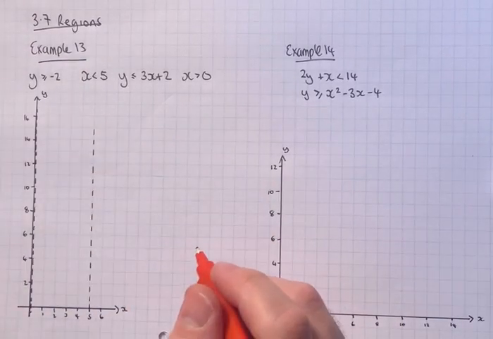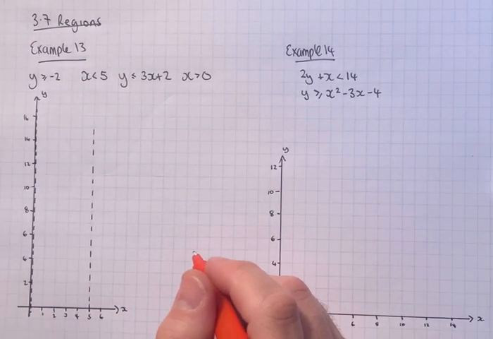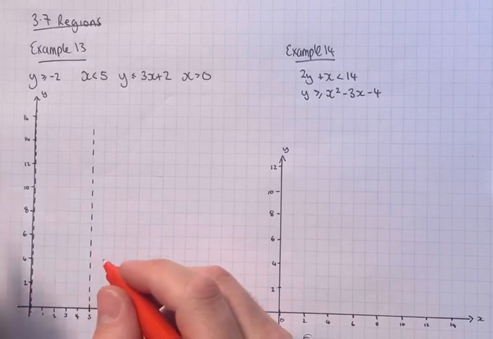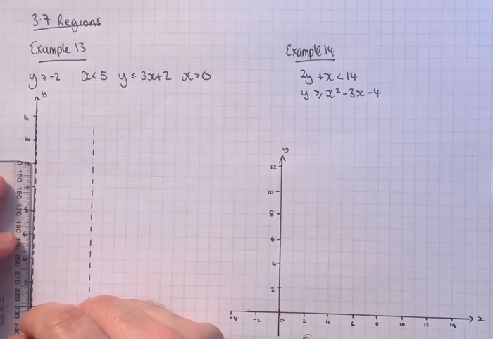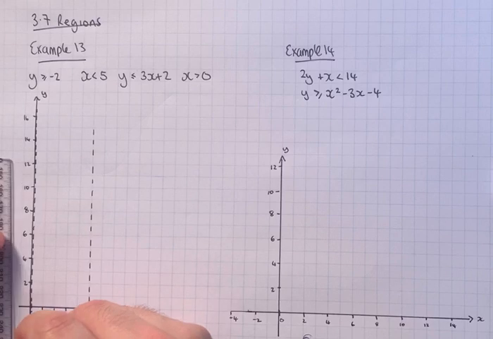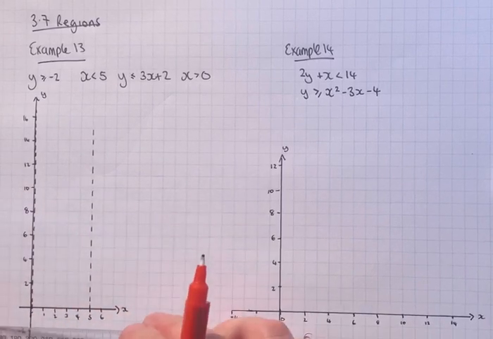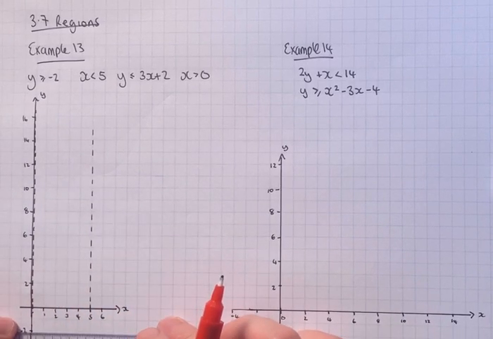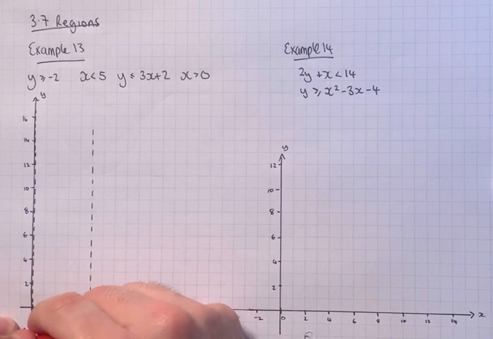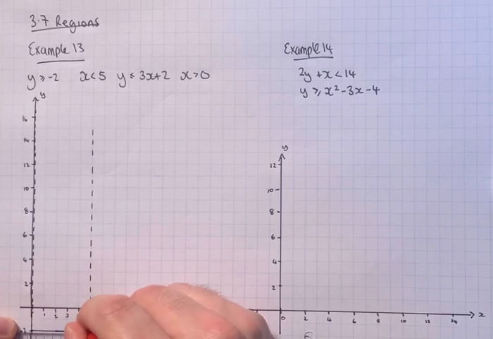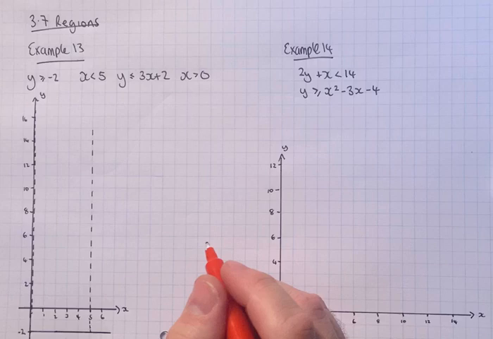y equals minus 2, which is a slight problem. I think my axis isn't quite long enough. It's a bold line. Just cut the one down a little bit.